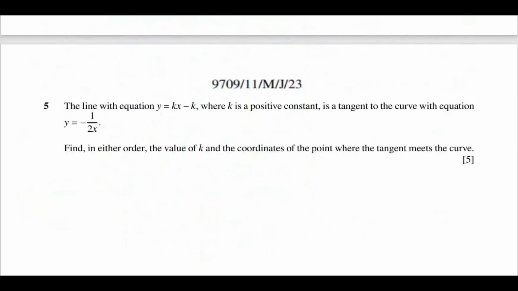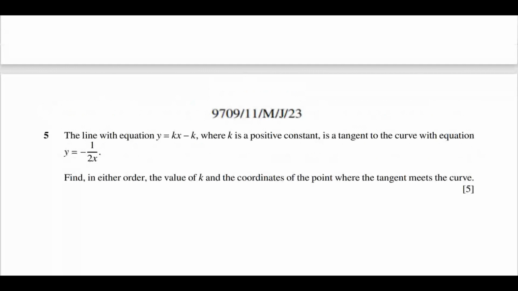The next question is from the question paper 11 MJ23. The line with the equation y is equal to kx minus k, where k is a positive constant, is a tangent to the curve with equation y is equal to minus 1 over 2x. Find, in either order, the value of k and the coordinates of the point where the tangent meets the curve.